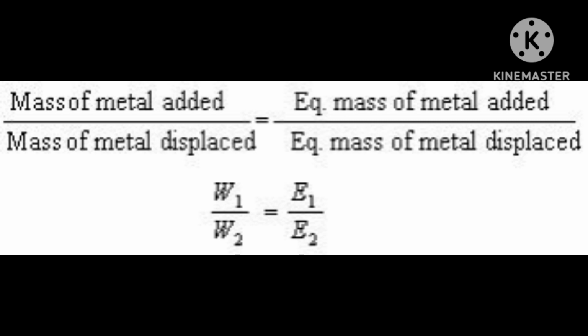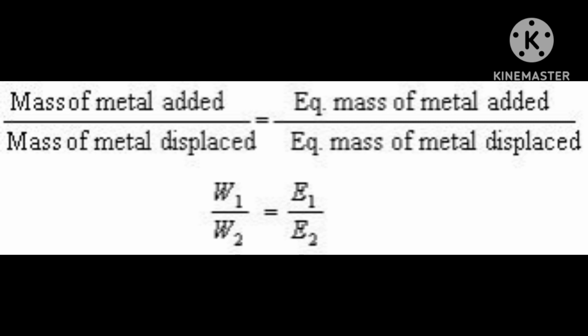Again, I am telling you one more time. In this method, a known weight of the metal is converted into its oxide, that is the oxidation, correct? Directly or indirectly. Knowing the weight of the metal oxide formed, the weight of oxygen combined can be calculated. Alternatively, a known weight of the metal oxide may be reduced to metal whose weight is determined.